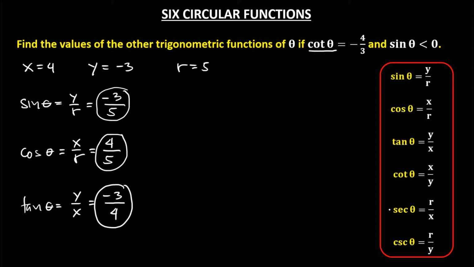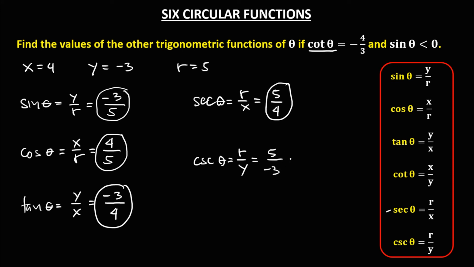Since we have cotangent, let's find secant theta. That's r over x. So r is 5 and x is 4. So secant theta is 5 over 4. Then the last one, cosecant theta, that's r over y. So r is 5, y is negative 3, or negative 5 over 3. So these are the other trigonometric functions of theta if cotangent theta is equal to negative 4 over 3 and sine is negative.